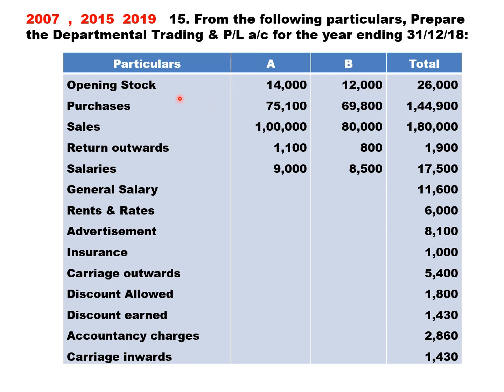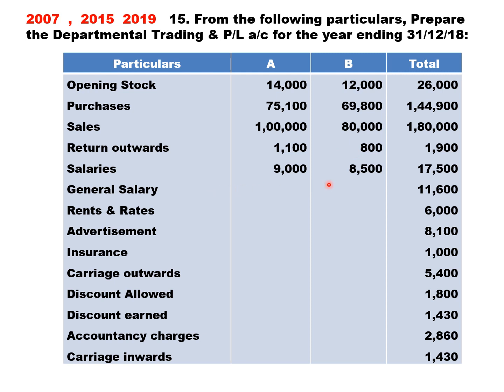Opening stock will come in trading account. There is no question of distribution. They only have given you the separate amount of opening stock for A and B. Purchases will come in trading account. Sales will come in trading account. Returns inward is called sales returns, and returns outward is treated as purchase returns. So 1100 and 800 should be deducted from the purchases of the respective department.